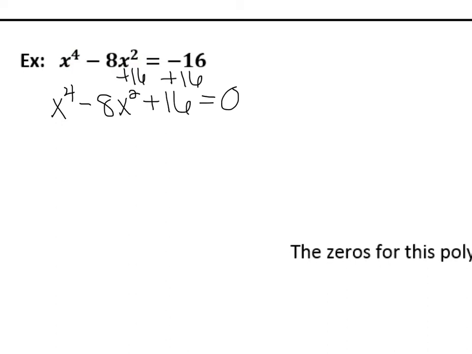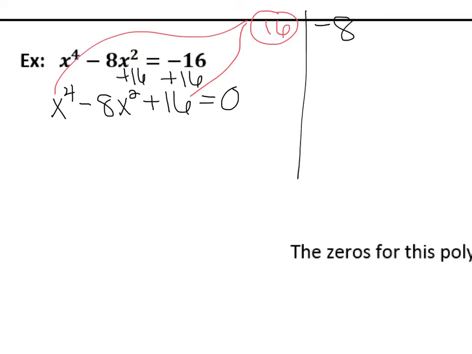So now we use our Santa hat. So we're going to go 1 times 16, which is 16. And we need factors of that add up to your middle term, your negative 8. Well, to multiply to a positive but add to a negative means we have to have two negatives. And the factors of 16 would be negative 4 and negative 4. So we do our two parentheses, x squared minus 4 and x squared minus 4.